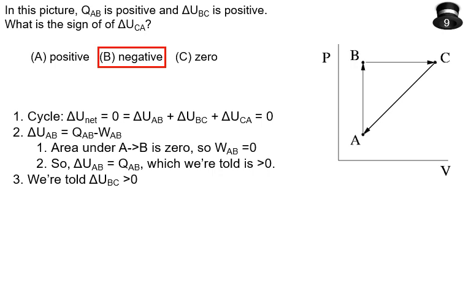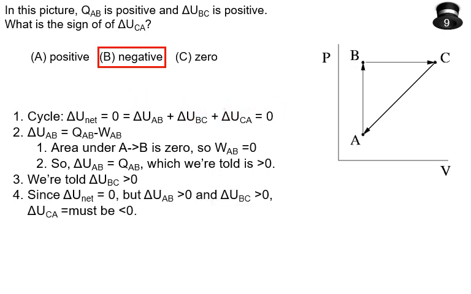We're just told that the change in internal energy from step B to C is positive. And so now we know the sign for A to B and the sign for B to C. They're both positive. We need to add something to that to get 0. Okay, so then we know that the net change in internal energy for C to A needs to be negative. I have two positive numbers, I add something to that, and I need to get to 0. Therefore, this C to A needs to be a negative number.